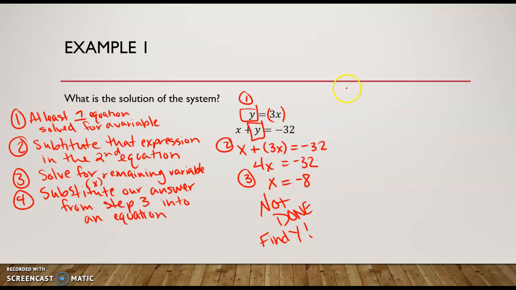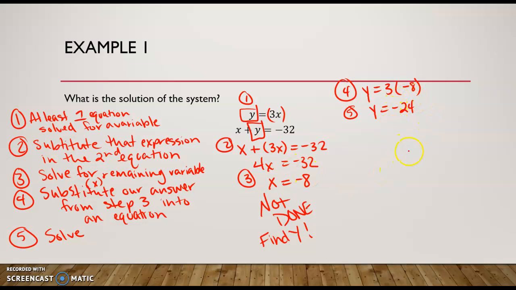So step 4, I'm going to replace it into the easiest one, the one that says y equals 3x, and I'm going to replace x with negative 8. And so then I'm going to simplify. 3 times negative 8 is negative 24. And so one last step is to solve, technically for the remaining variable.